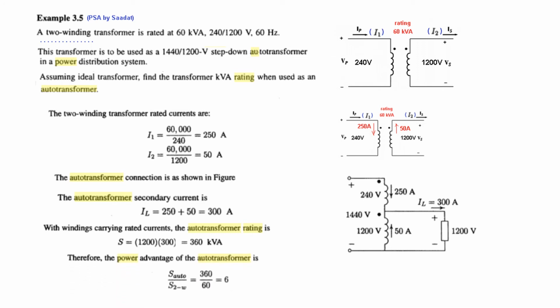So how much is the gain? The power advantage of the autotransformer is S auto divided by S two-winding, 360 divided by 60, that is 6 times. Now what does this mean? This means that when a two-winding transformer which could maximum handle 60 kVA is connected in the autotransformer mode, it can now handle 360 kVA, so 6 times more power. So this is a great advantage.